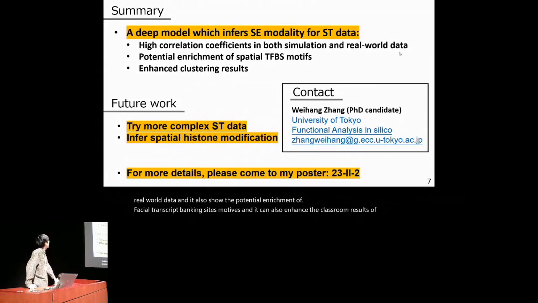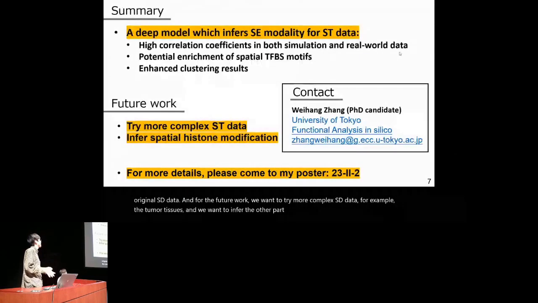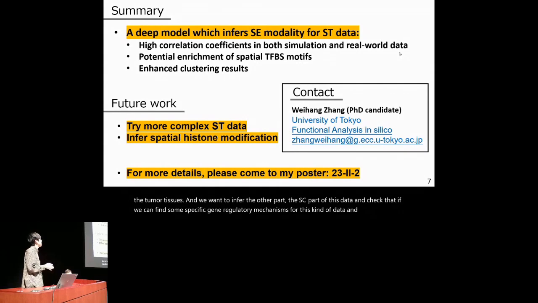And then for future work, we want to try more complex ST data, for example tumor tissues, infer the other modality of this data, and check whether we can find some specific gene regulatory mechanisms for this kind of data. In this case we just talked about ATAC, and we also plan to infer spatial histone modification, using some different reference data.